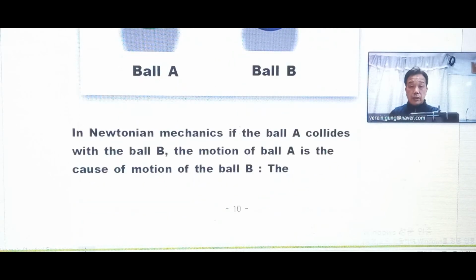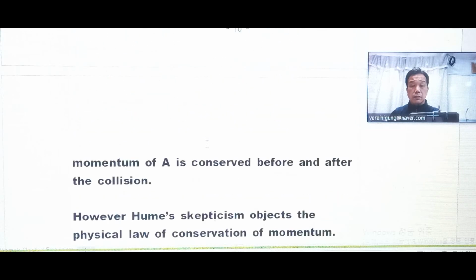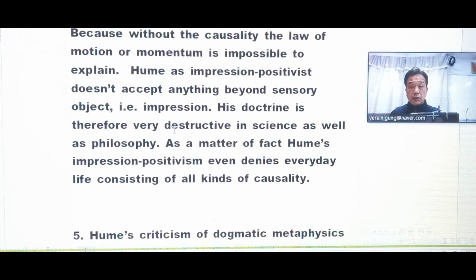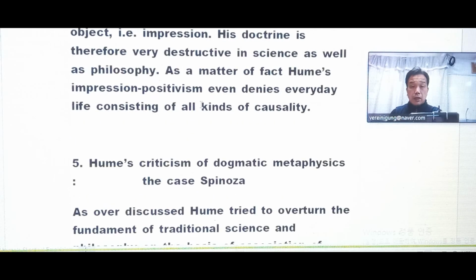In Newtonian mechanics, if ball A collides with ball B, the motion of ball A is the cause of the motion of ball B. The momentum of A is conserved before and after the collision. However, Hume's skepticism objects to the physical law of conservation of momentum, because without causality, the law of motion or momentum is impossible to explain. Hume, as an impression positivist, doesn't accept anything beyond the sensory object, that is, impression. His doctrine is therefore very restrictive in science as well as philosophy. As a matter of fact, Hume's impression positivism even denies everyday life consisting of all kinds of causality.